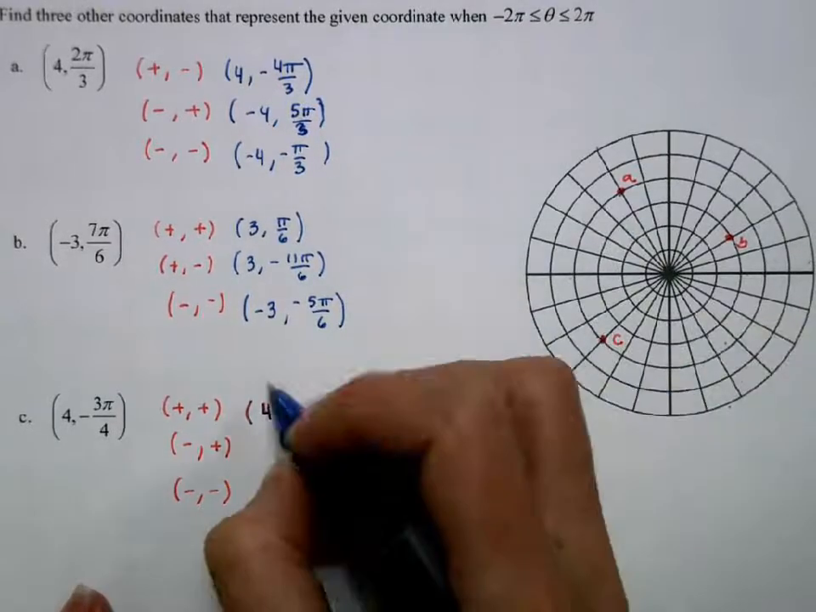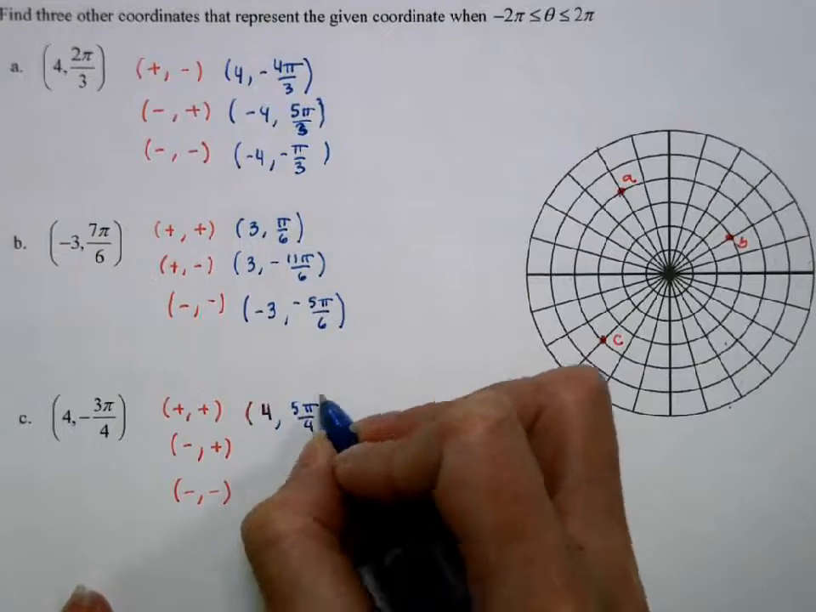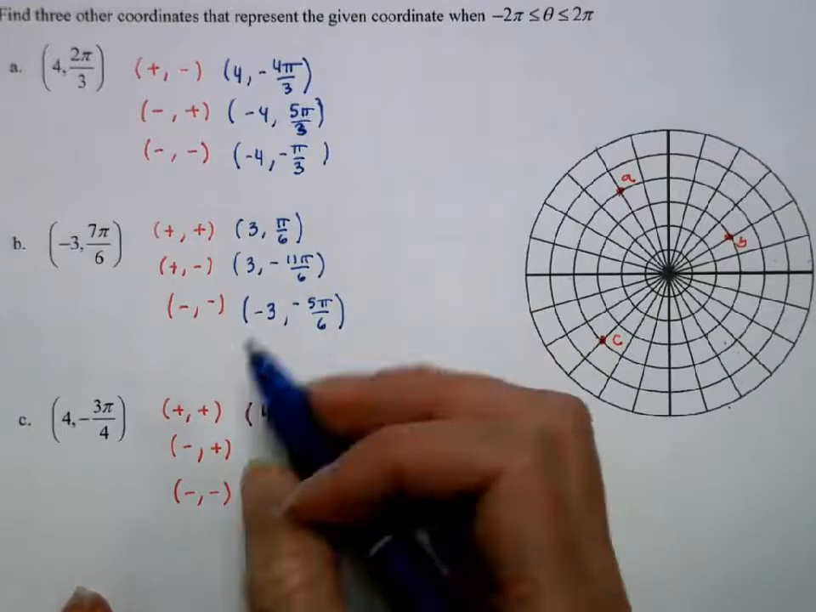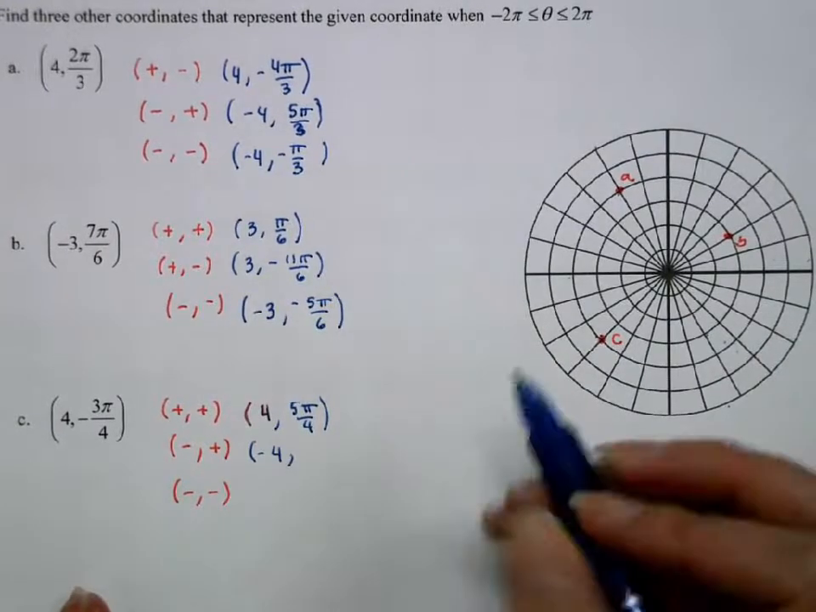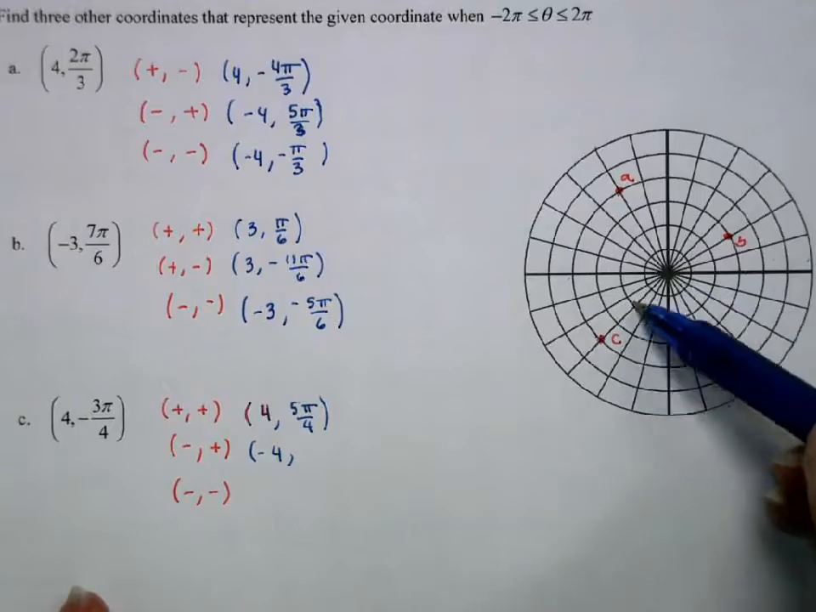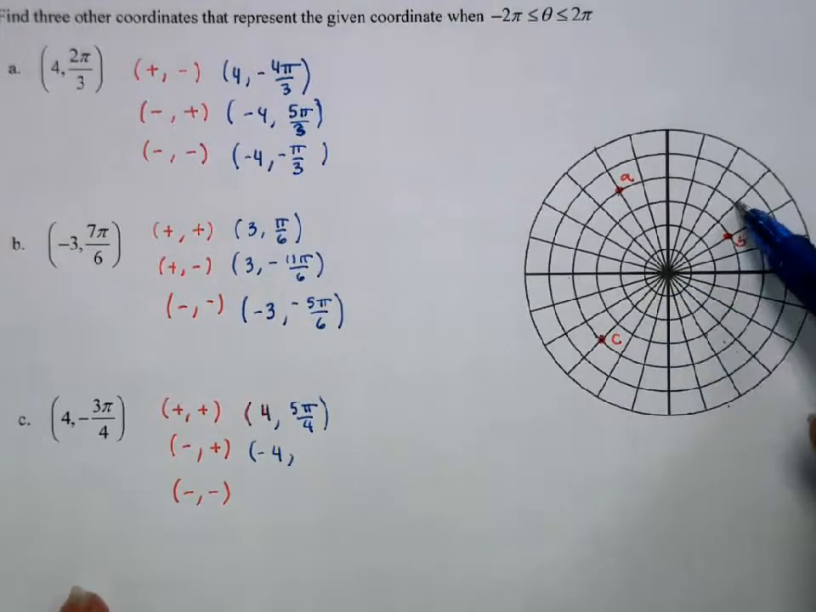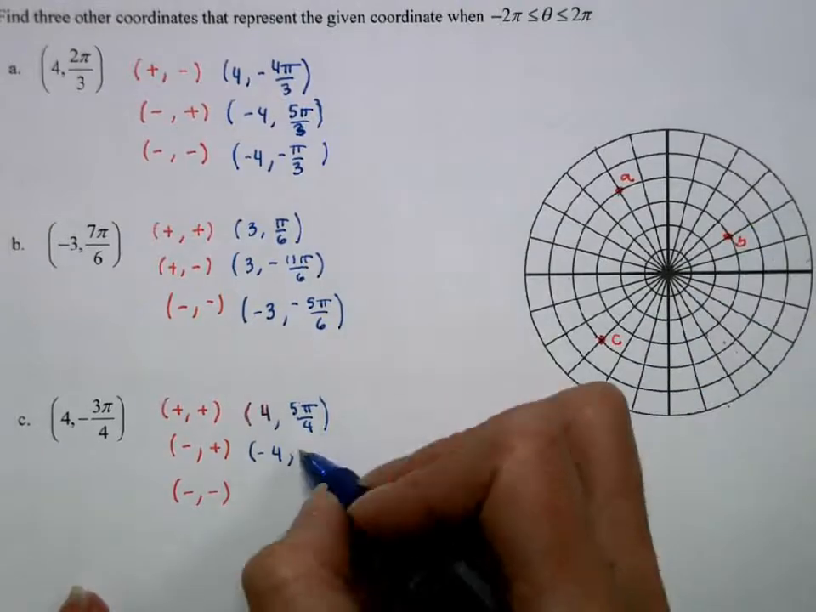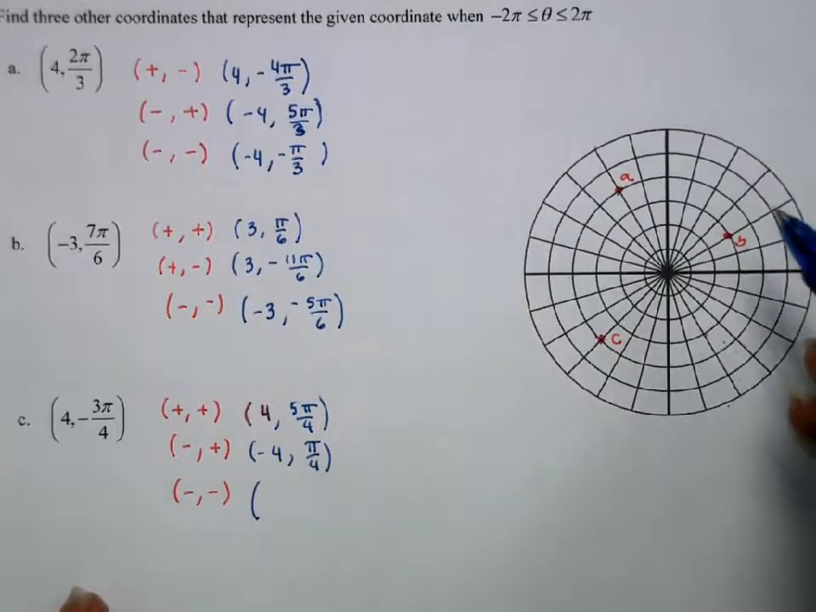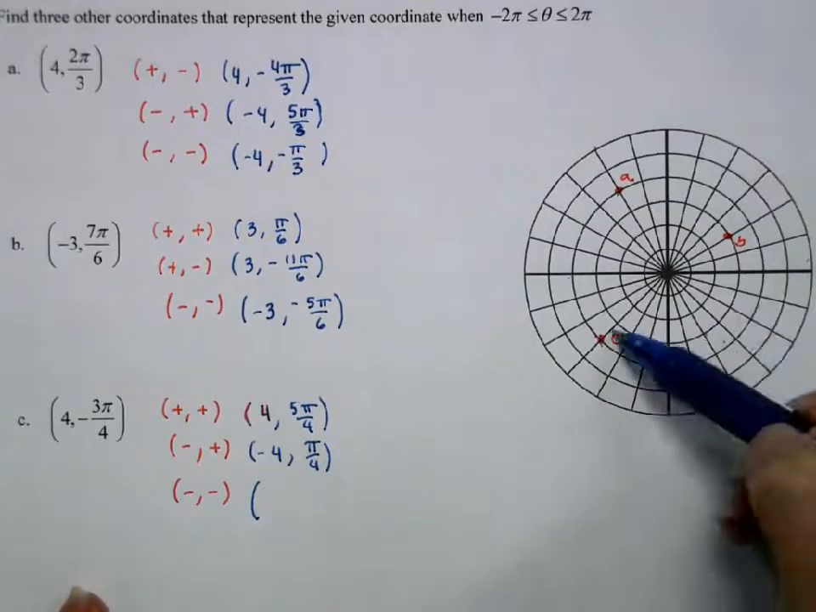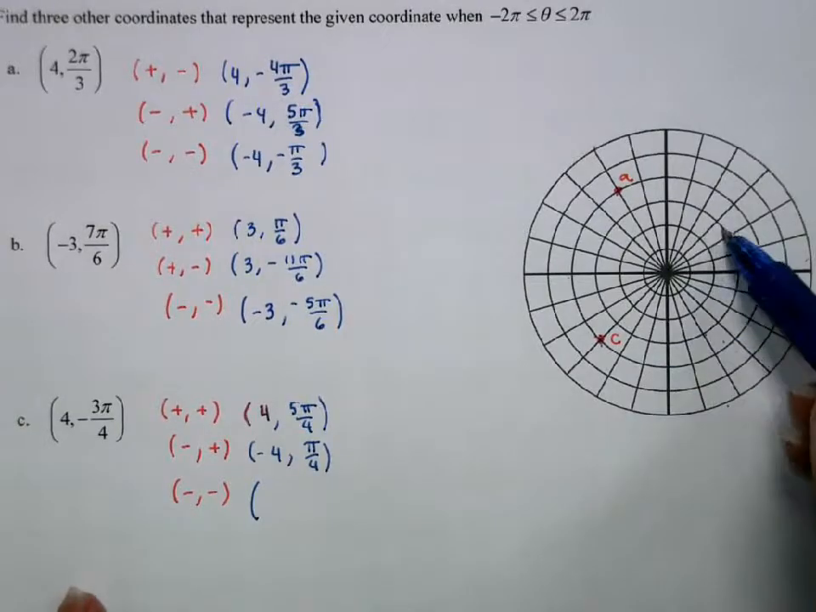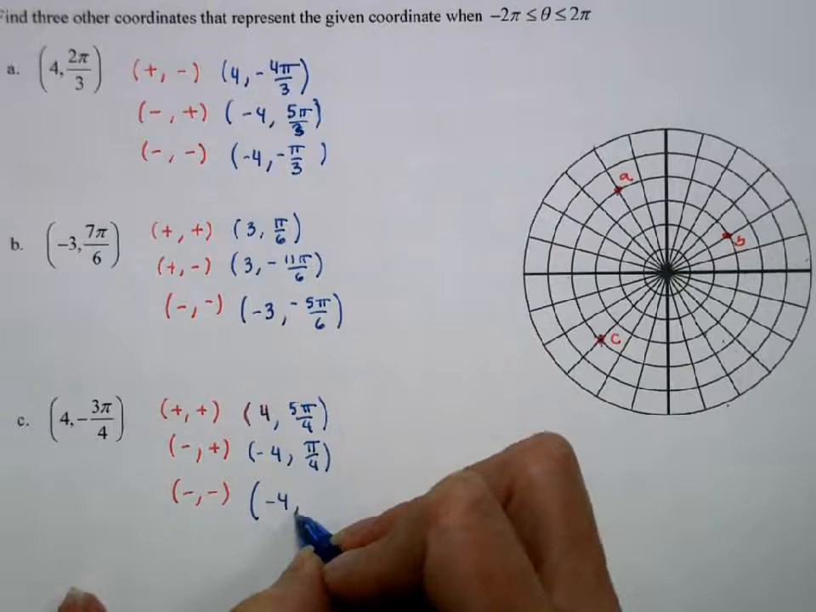Positive 5 pi over 4. The negative positive would be this angle here, which is 3 pi over 4. Sorry, negative positive. So negative r, positive theta. So positive theta, apologies, is going to be pi over 4, negative 4. Okay, and then the last one is going to be the same angle that we did here, but going clockwise. So a negative 4, negative 7 pi over 4.